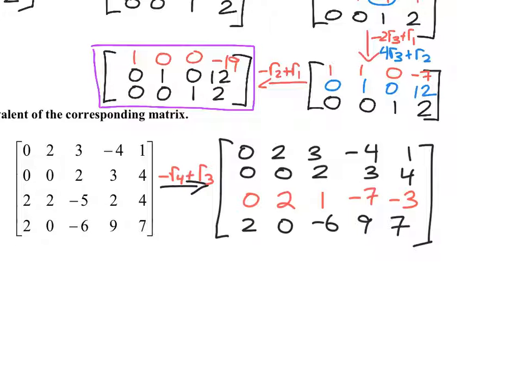Like for example, I see that now I have 2s in the second row, second column. So I can kill one of those.